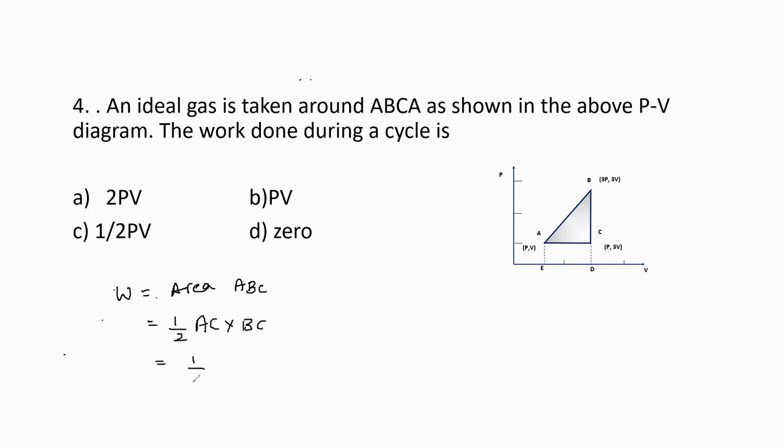That is nothing but 1 by 2. So according to the figure, just label this. AC is 3V minus V into BC is 3P minus P, which is equal to 2PV. It is 2PV. That is, option A is the right option here.